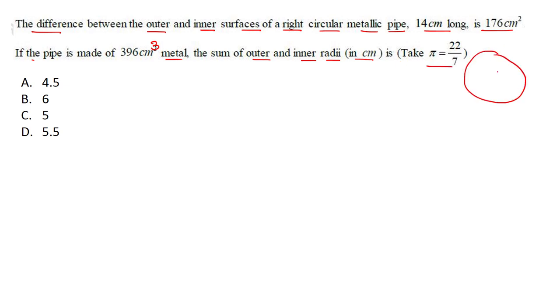Now this is a pipe. I am taking a cross section of the pipe, right? So now what is happening? A pipe is like this. So it is sort of a cylinder.